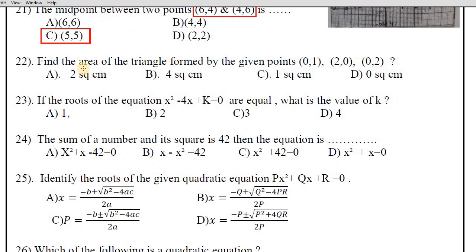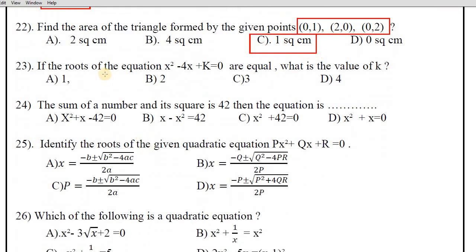Question number 22 children. Find the area of triangle formed by the given points 0, 1, 2, 0, 0, 2. Direct question. You wanted to find the area of the triangle, and moreover these points are not collinear. Keep it in mind, they did not use the word collinear, hence area of the triangle is not equal to 0. Directly use the formula. Area of the triangle is equals to half into x1 into y2 minus y3 plus x2 into y3 minus y1 plus x3 into y1 minus y2, and simplify. You will get the answer C, that is 1 square centimeter.